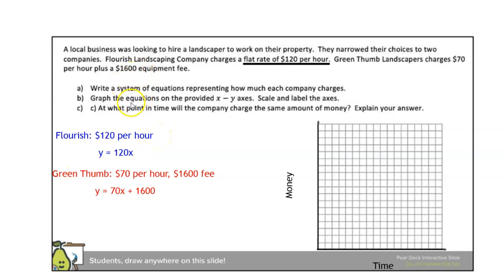So now what we can do is graph those equations on the xy axes and scale and label the axes. I feel like each of these individual lines should indicate 1 hour, or maybe 2 hours, right?